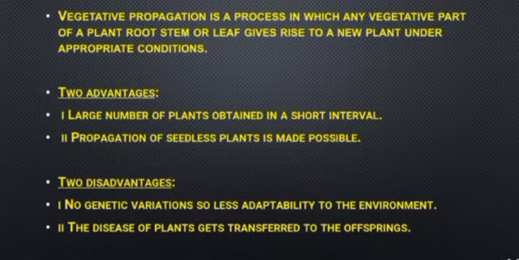Second, disadvantages. No genetic variations, so less adaptability to the environment. We know that the percentage of variation is very less in the case of asexual reproduction. They will be making almost exact duplicates of the parent plant, so the chances of variation are very negligible. We cannot say that there are no variations in asexual reproduction, but when we compare the percentage, it is less. So the chances of genetic variation are less.